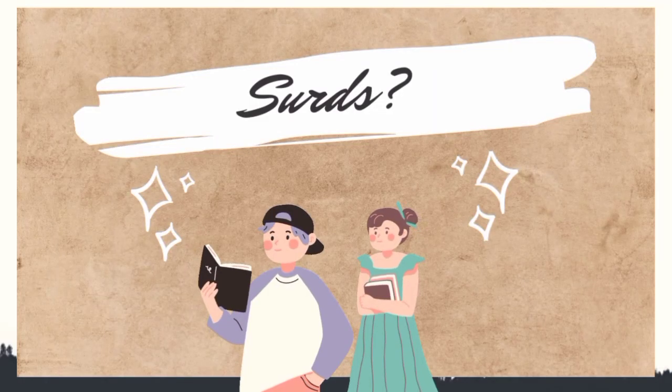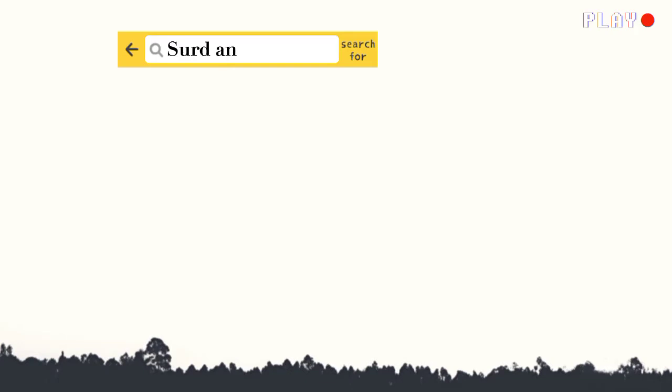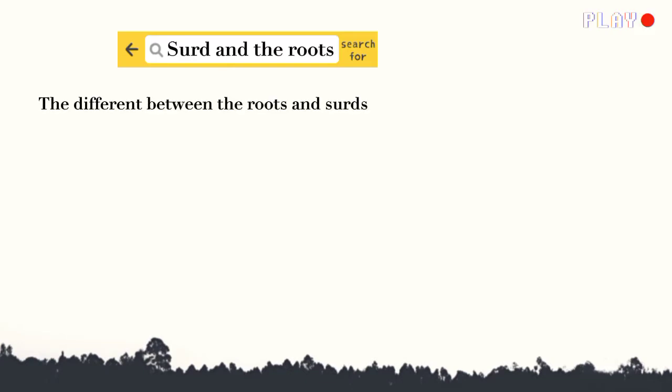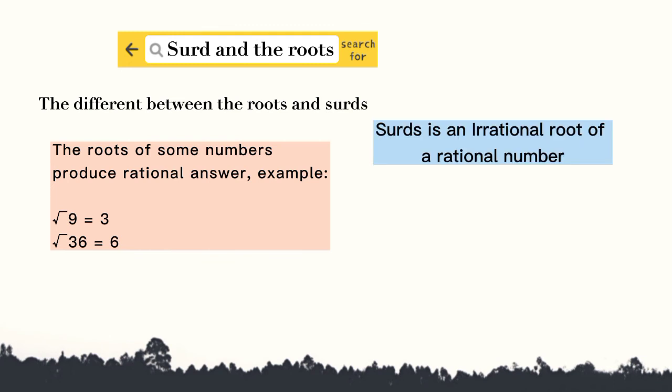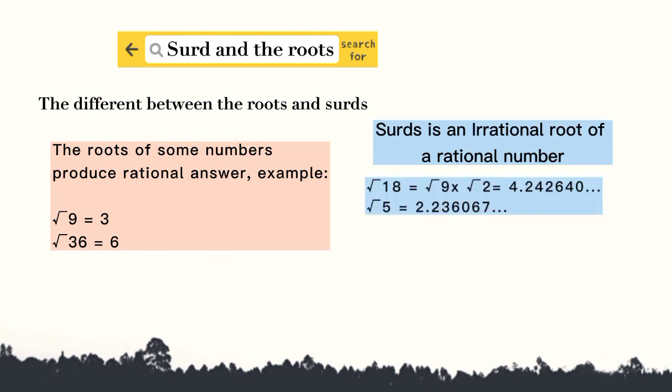Let's get started! What are surds? Let's start with the difference between roots and surds. The roots of some numbers produce a rational answer. Example, square root of 9 equals 3 and square root of 36 equals 6. And then a surd is an irrational root of a rational number.